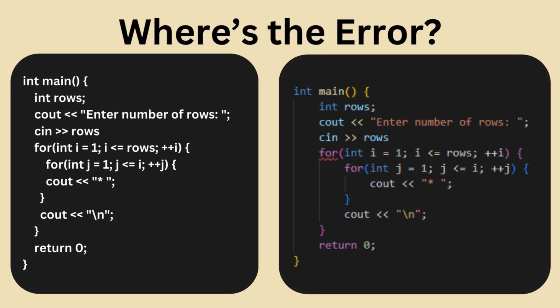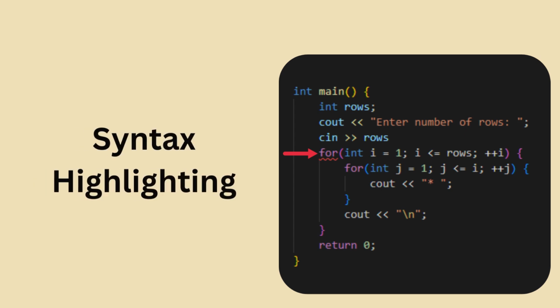Both these codes are completely identical, but for the one on the right, it's much easier to notice where the error is just from the red underline. This is just a simple example of syntax highlighting, which makes bugs a lot easier to find.